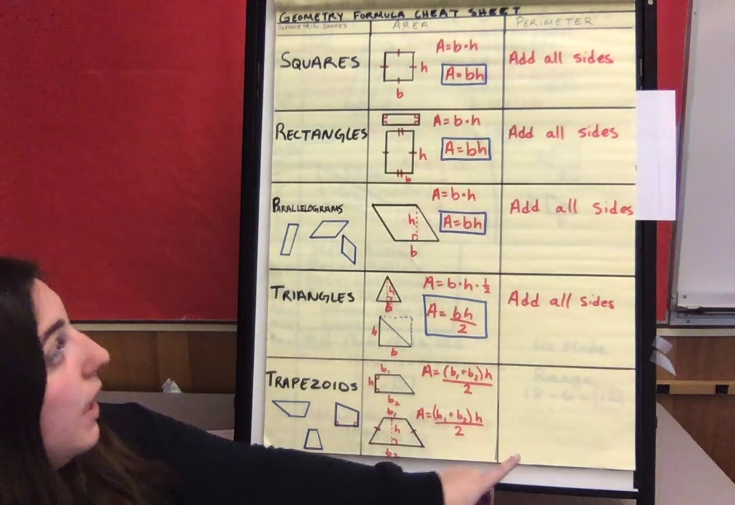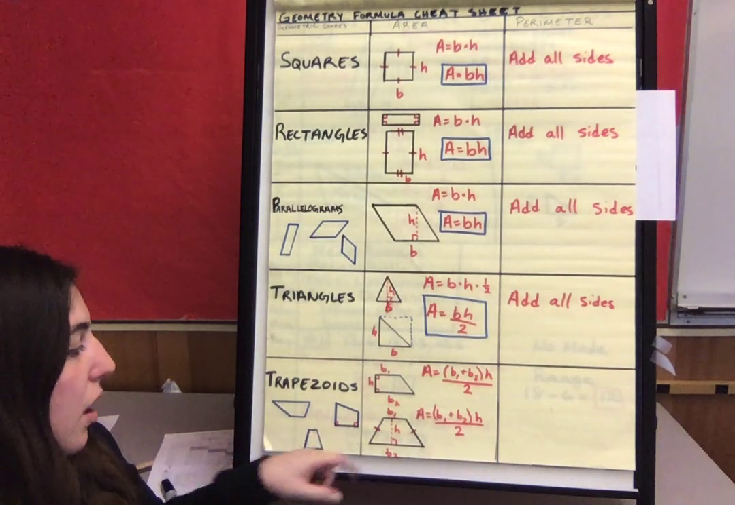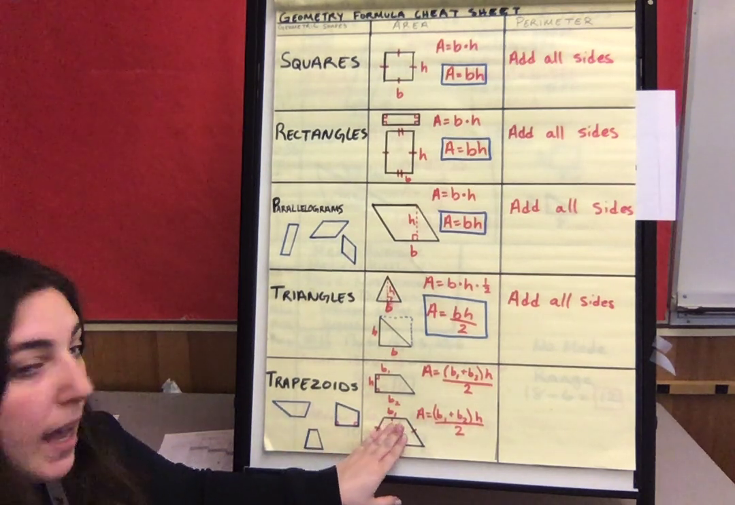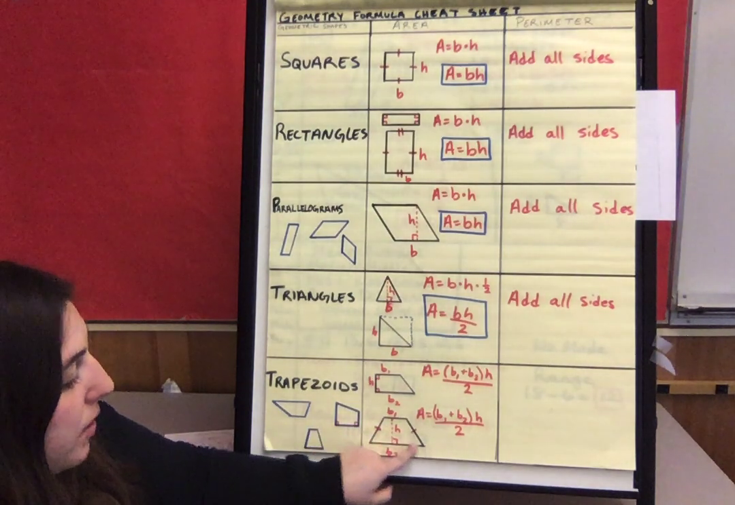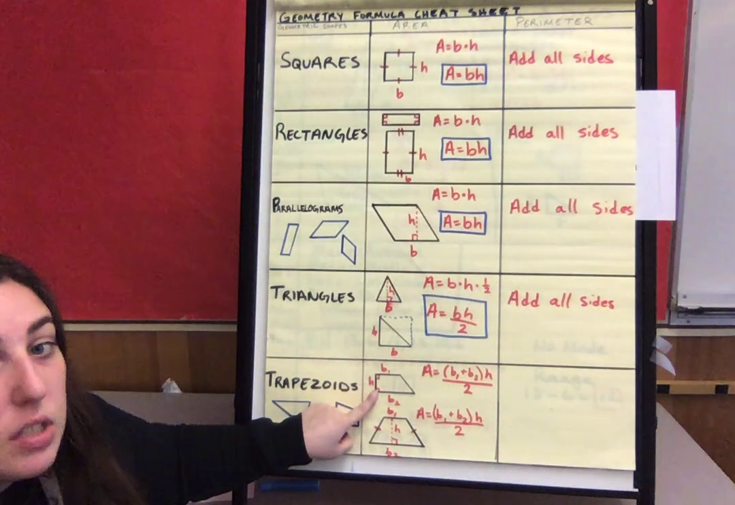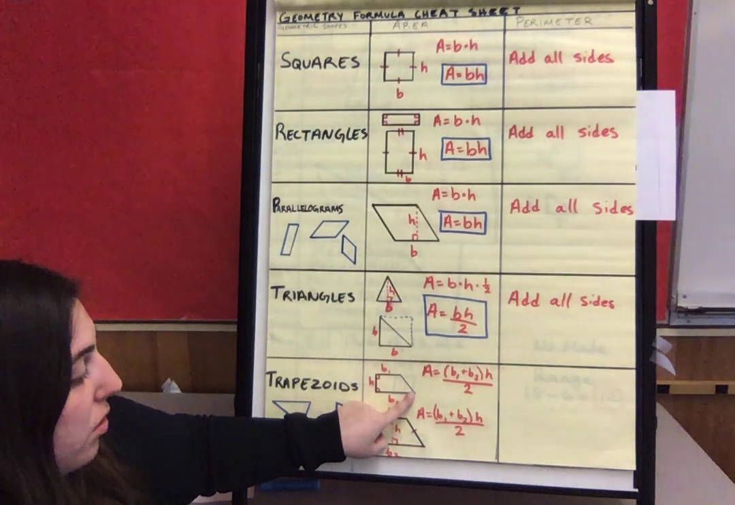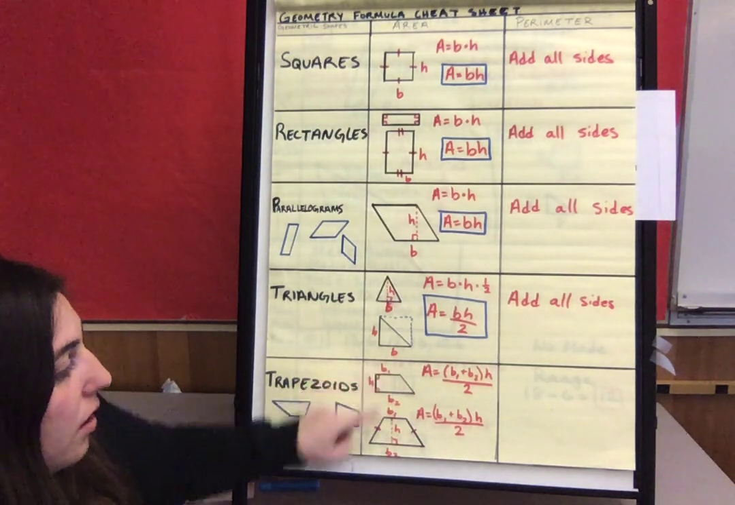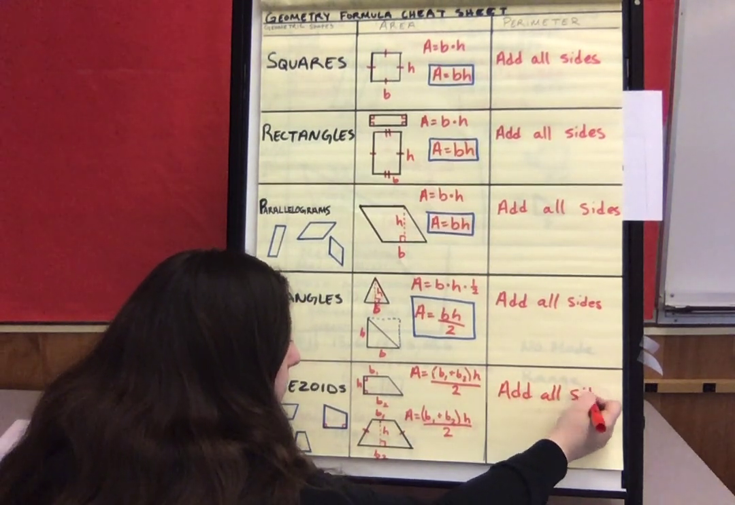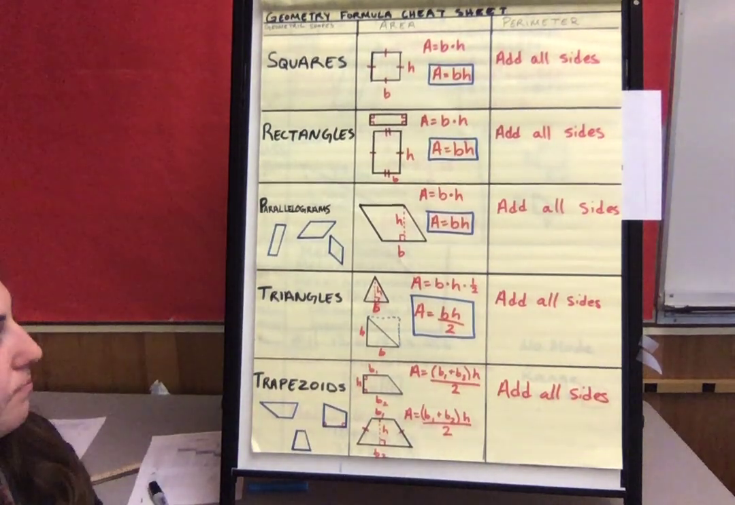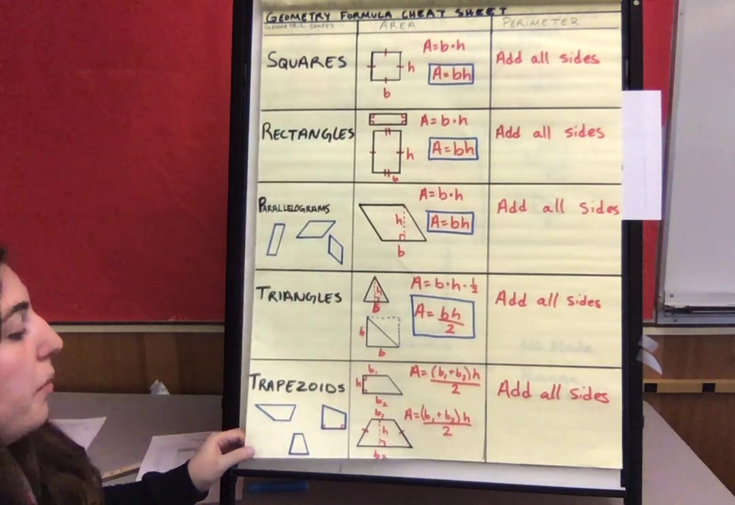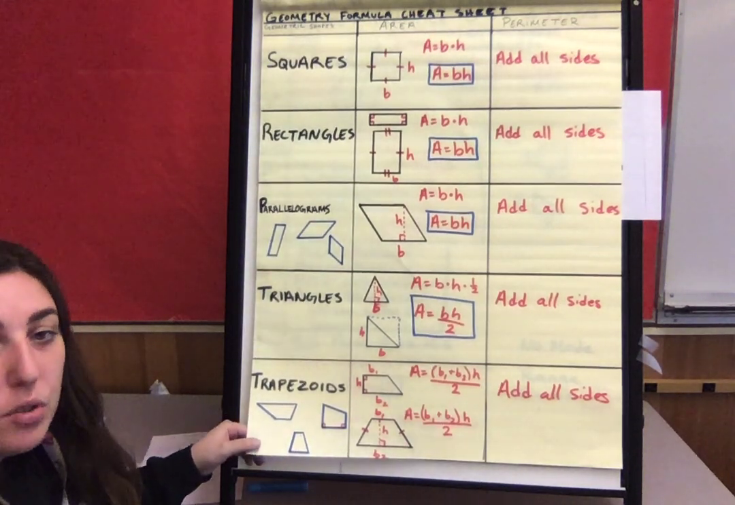Okay, and to find the perimeter of a trapezoid, you're just going to add all the sides, just like we've been doing. So I'm going to ignore the height in this one. I'm going to add this side plus this side plus this side plus this side. In this trapezoid, I'm going to add this side, which just happens to be the height, plus base 2 plus this slant plus base 1. So you're just adding all the sides. Okay, so those are our notes on the geometry formula cheat sheet for our trapezoid section.